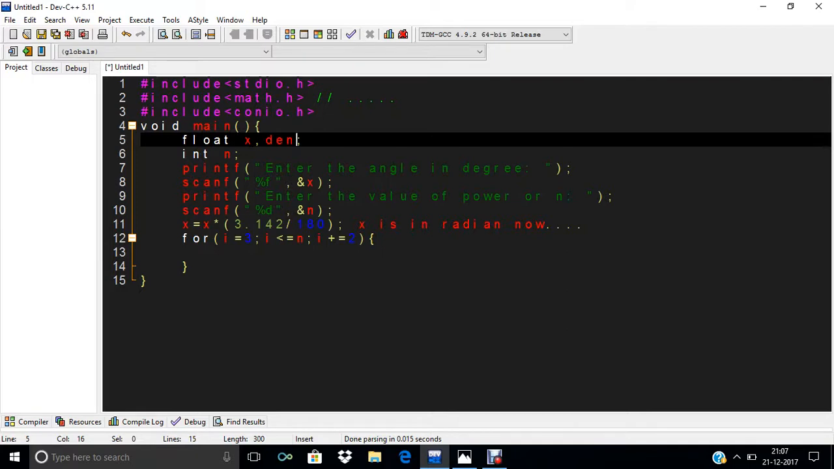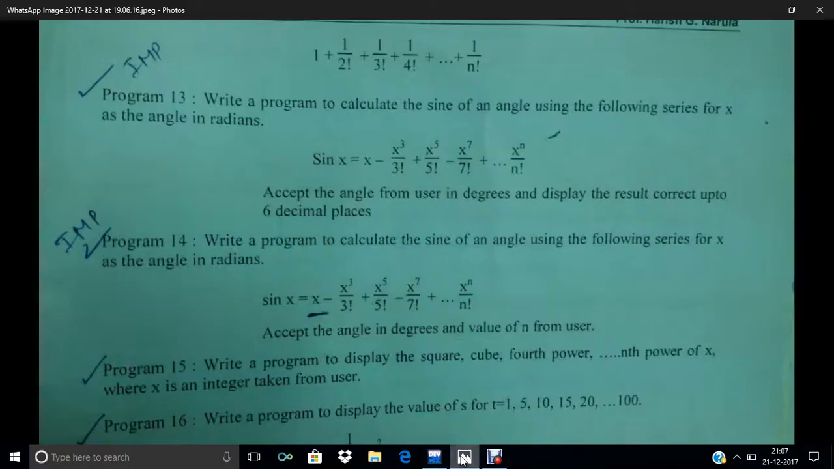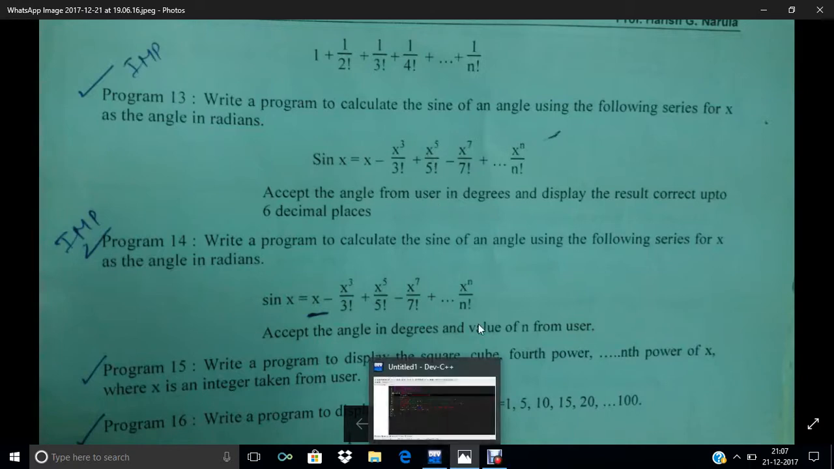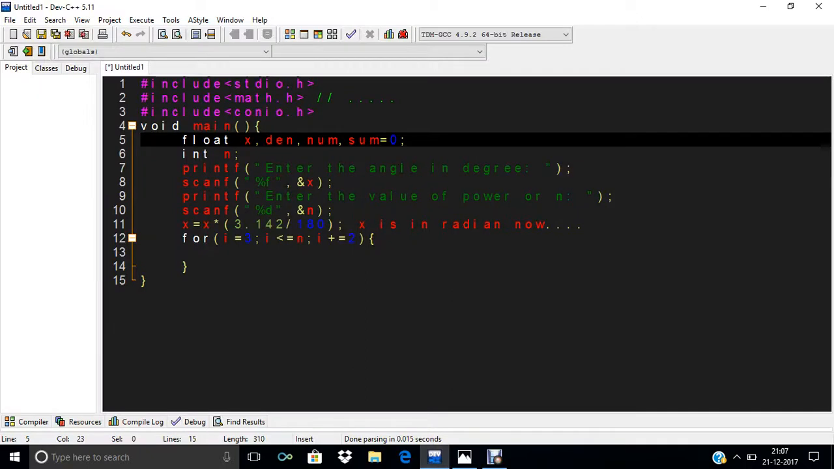Then den means denominator and num means numerator, and we will also take a sum, because we need to separate all those terms now. We'll keep the value of sum as 0, because if we don't do this, sum will consist of some garbage values. And as we see in the question, the denominator part is calculating the factorials of the numbers. So whenever you calculate a factorial, always make sure the variable you declare is initialised to 1, for the same reason: it will otherwise contain garbage values, and it won't give you the desired results.